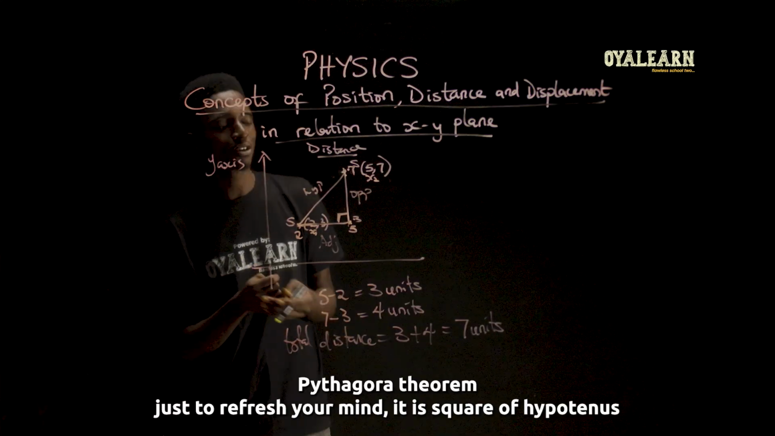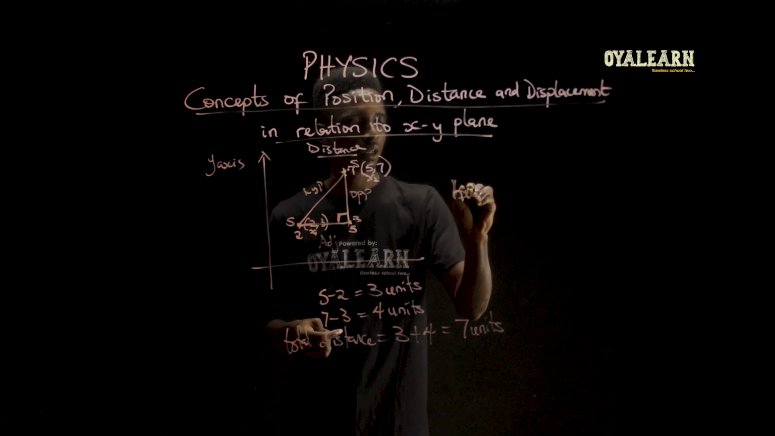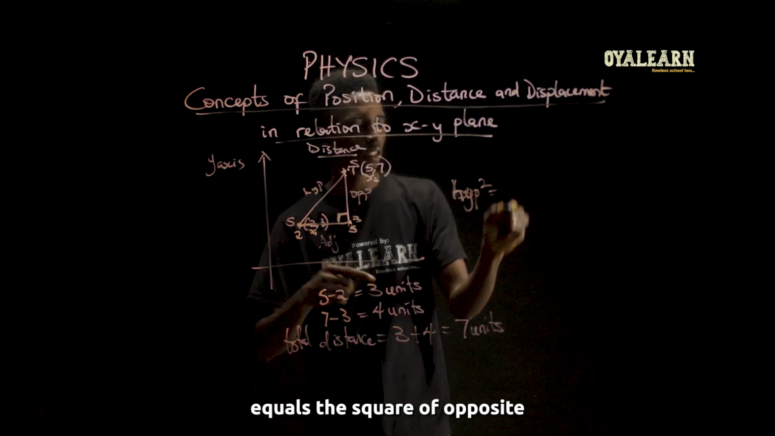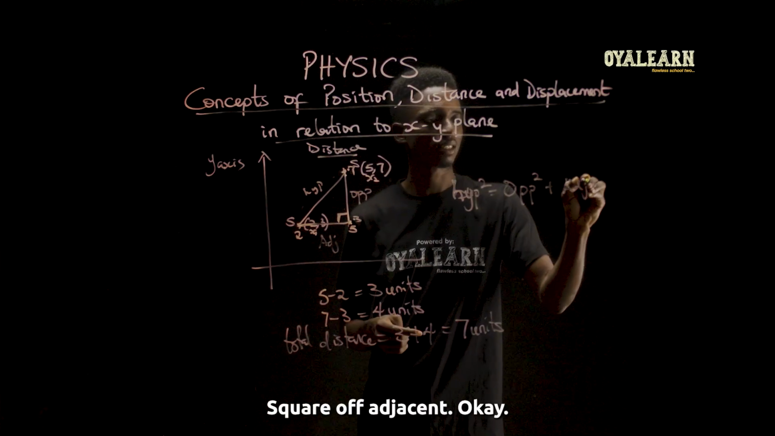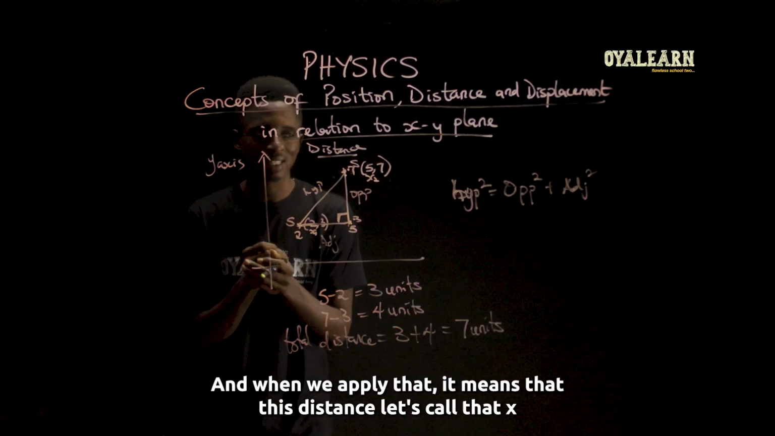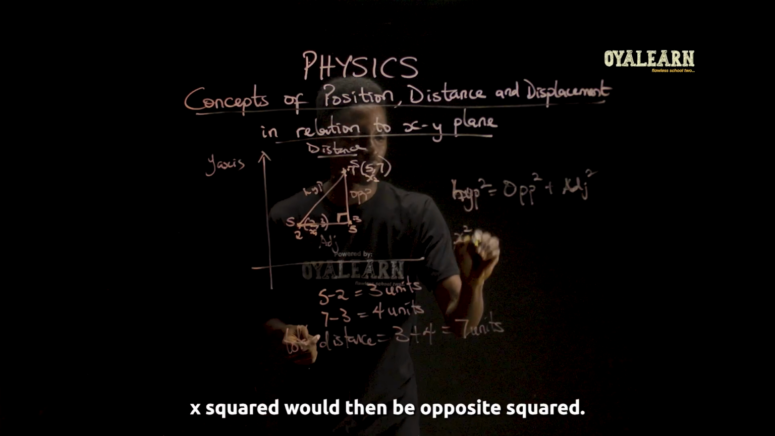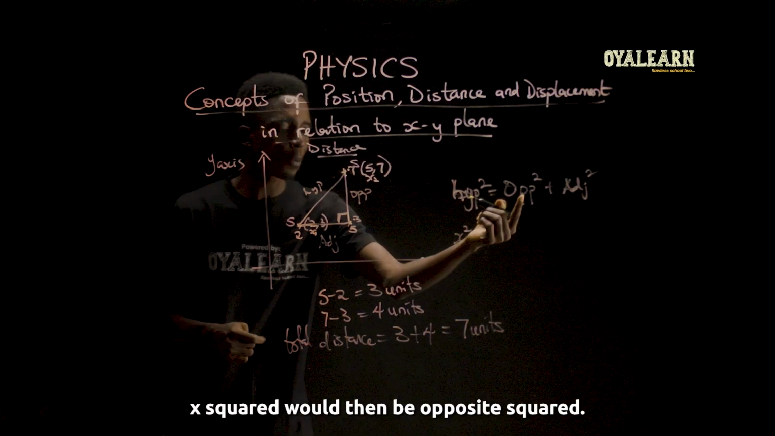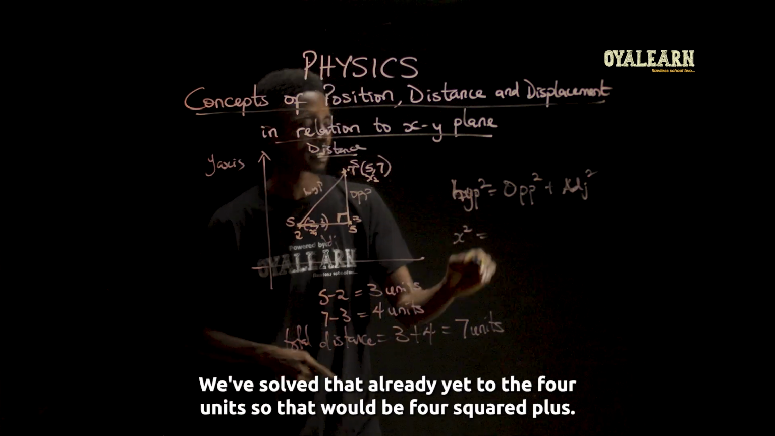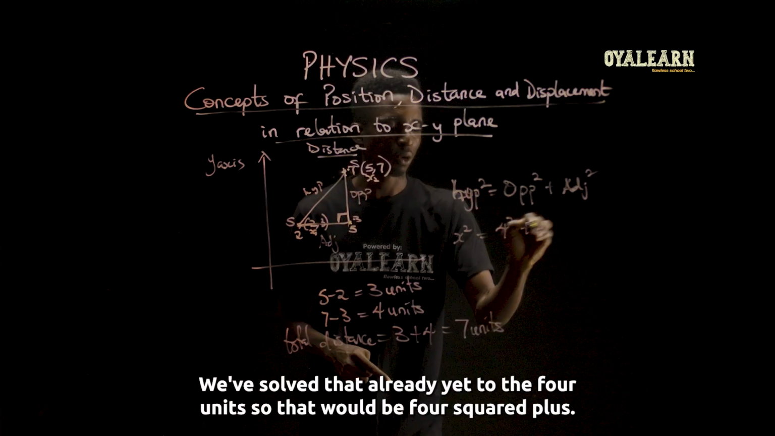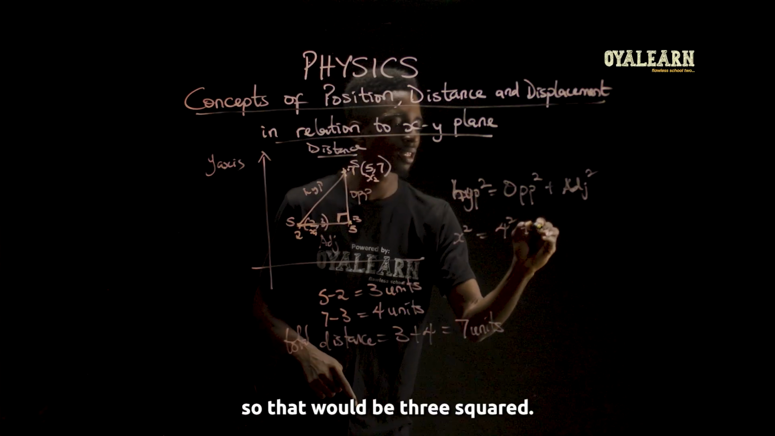And just to refresh your mind, the Pythagorean theorem says the square of the hypotenuse equals the square of the opposite plus the square of the adjacent. When we apply that, this distance here, let's call it x, gives x squared equals opposite squared. Remember the length of the opposite side, we've solved that already to be 4 units. So that will be 4 squared plus, for the adjacent side, which we solved as 3 units, 3 squared.